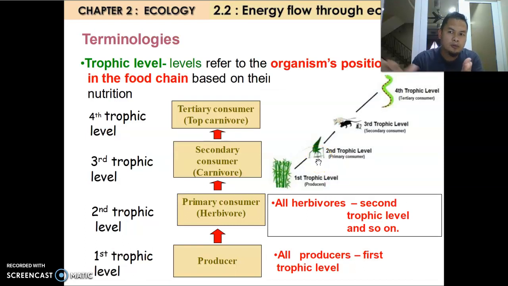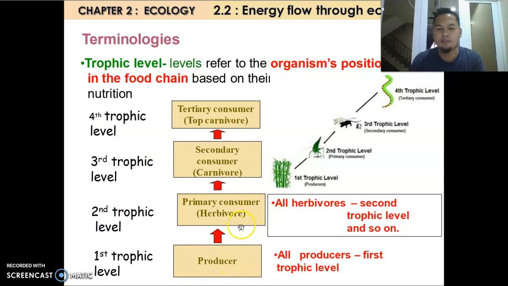When we look at the energy flow, we also need to understand the trophic level. Trophic level is about the organism's position in the food chain. So we discuss the first organism, which is called a producer. Producer is the first trophic level. Producer is very important to incorporate the light energy and convert it to chemical energy. So the first level where the chemical energy is fixed into the organism is the first trophic level.